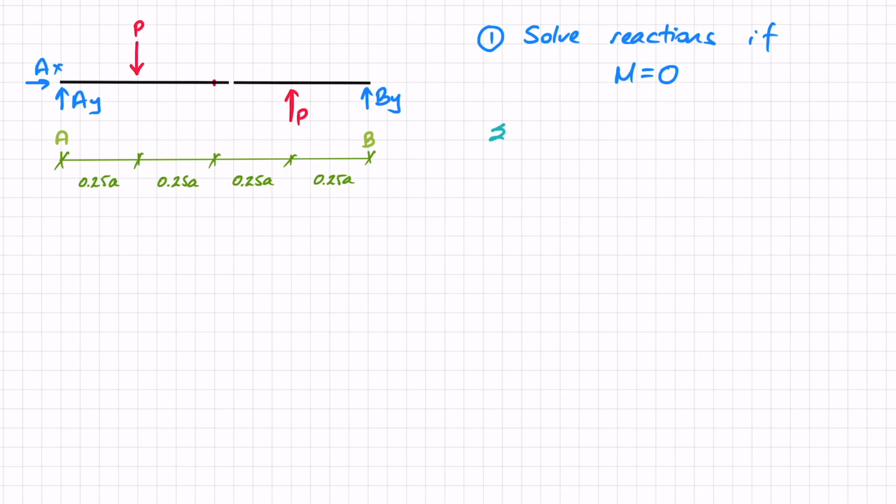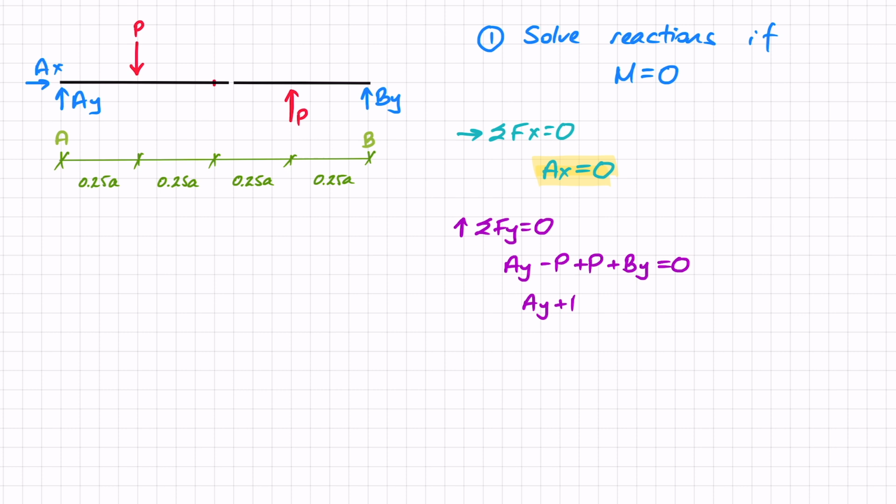I'm going to start off with the sum of forces in x equals 0, with this being my positive direction. In this case, I've got AX and nothing else in the x direction, so AX has to equal 0. The next thing that I want to do is sum of forces in y equals 0, with this being my positive direction. Going from A to B, I've got AY in the positive direction, minus P, plus P, and plus BY. Nothing else in the y direction, so that has to equal 0 to be in equilibrium. I can see that the P's cancel each other out, so I'm left with AY plus BY equals 0, or AY equals minus BY.